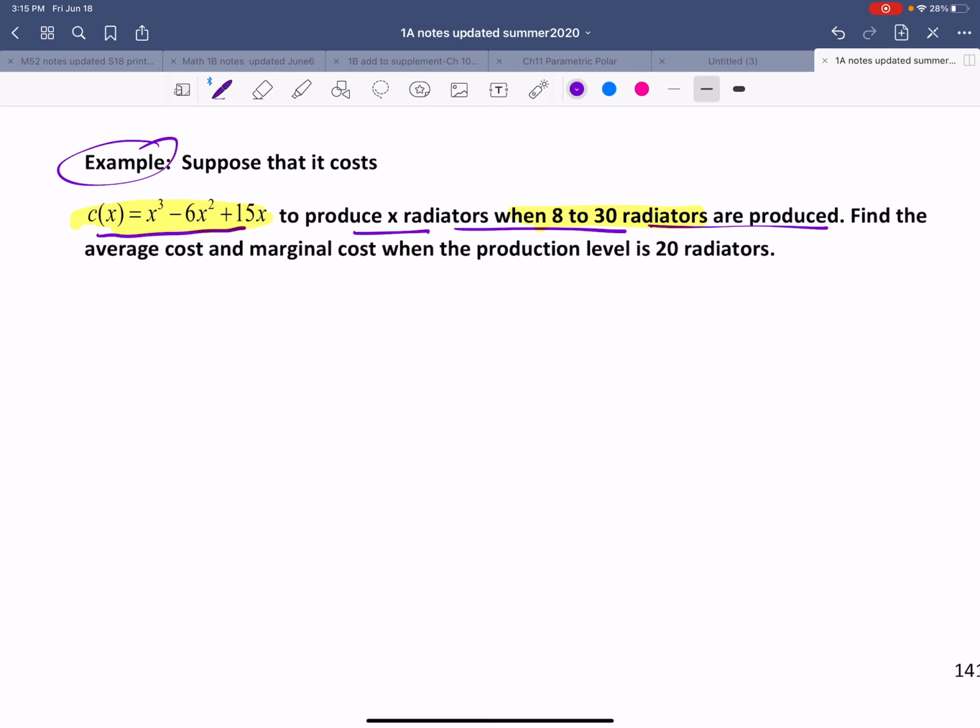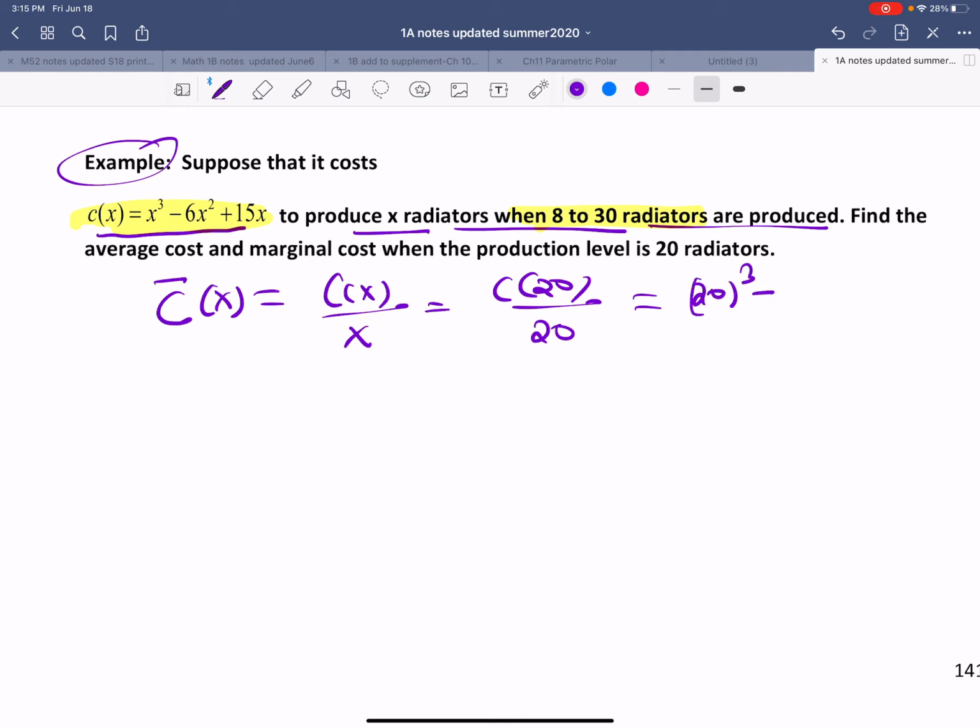Okay, let's first find the average cost. The average cost is the total cost divided by the number of items made. So the cost of 20 items divided by 20, that's going to give me the average cost. The cost of 20 items would be 20 to the third power minus 6 times 20 to the second power plus 15 times 20, divided by 20.